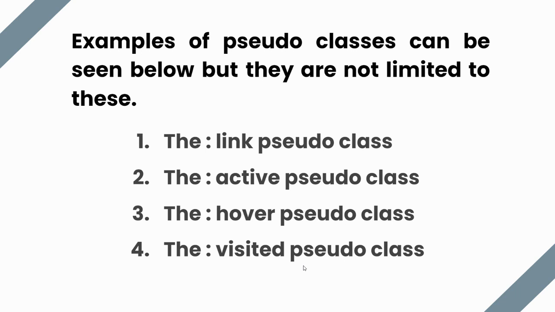There are actually a lot of them, and we can't go through every one of them. But I'll try to go through the basic ones. So here we have the link pseudo class. We also have the active pseudo class, which is followed by the hover pseudo class, and also the visited pseudo class. Now, I want you to understand this. These particular pseudo classes we have here only work for the anchor tag, that's the A tag.